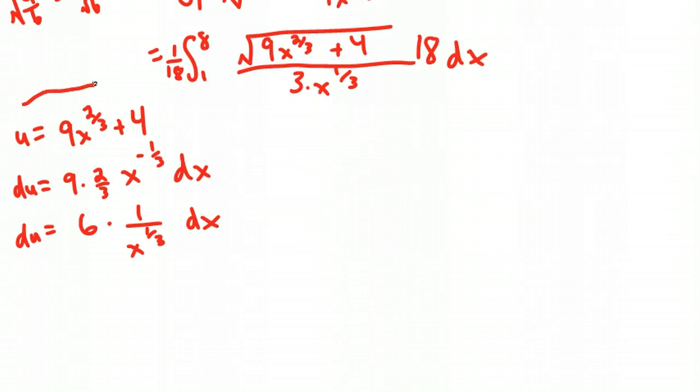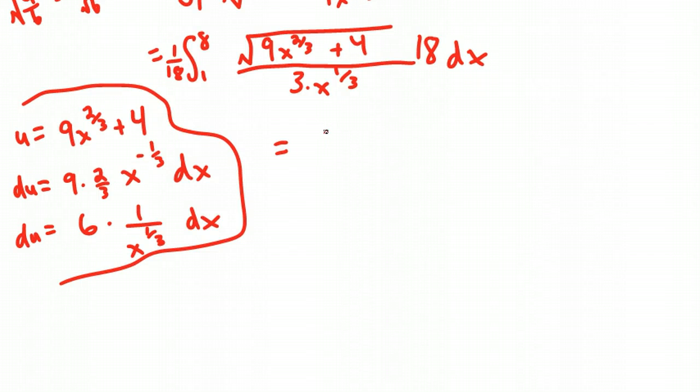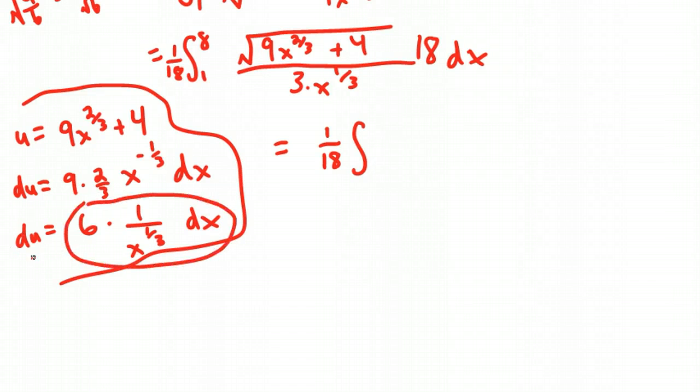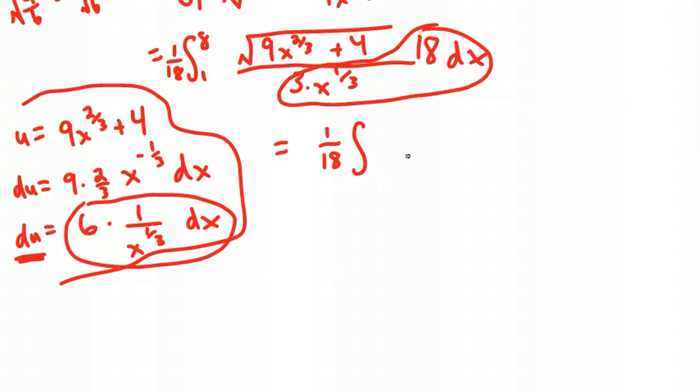Okay, so let's leave this to the side over here. What we have is 1/18th times the integral from 1 to 8 of all this right here. Now this 18 over 3, that's really 6, and we have this x to the 1/3. So actually this whole expression right here, remember, that's our du. So if we get rid of this whole thing here, that becomes du. So I'm going to put du instead of that.